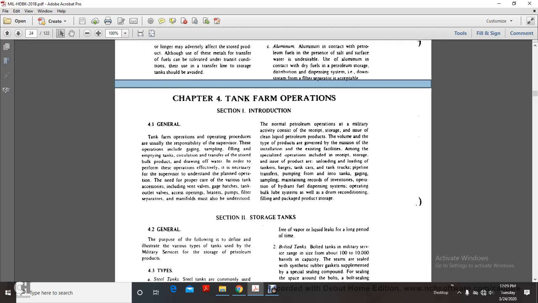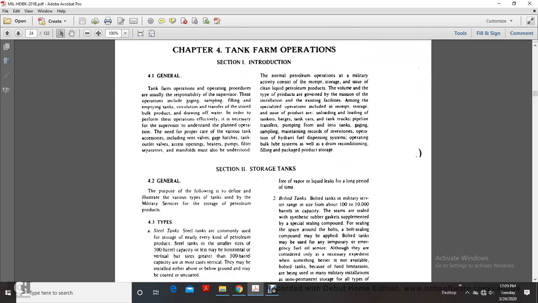liquid petroleum product with the volume of the type of the products, the government mission and installation, existing facilities. Among these specialized operations include the receipt, storage and issue of the product, with the unloading and loading of tanker barges, tank cars, tank trucks, pipeline transfer, pipeline pumping from and into tanks, gauging, sampling, maintaining records, inventories, operation of hydrant fuel dispensing systems, operation of bulk lube systems, as well as drum reconditioning and filling of the packaged product system. Section 2, Storage Tanks.